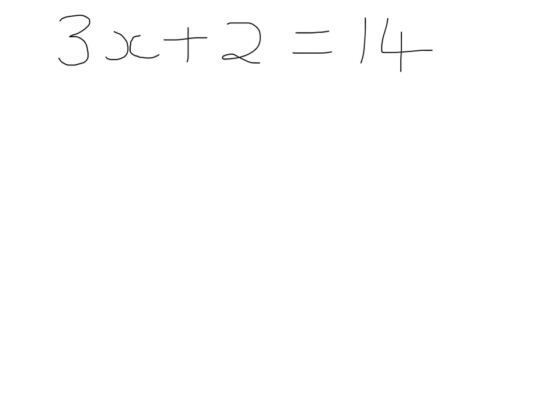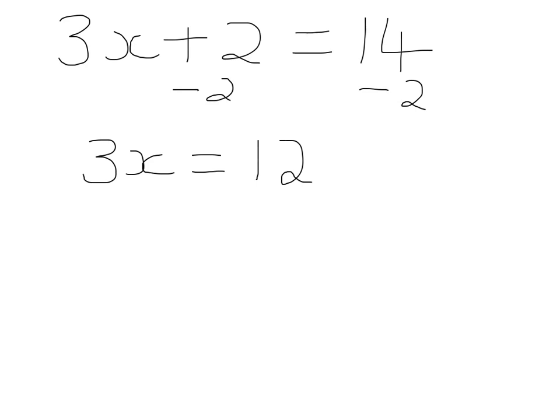So the first step here is to subtract 2 from both sides, so that I'm just left with 3x on the left-hand side, and then 14 take away 2 is 12. Now if 3x is 12, I can divide both sides by 3 to find x. 3x divided by 3 will just leave 1x, but I can just write x, which equals 12 divided by 3, which is 4.